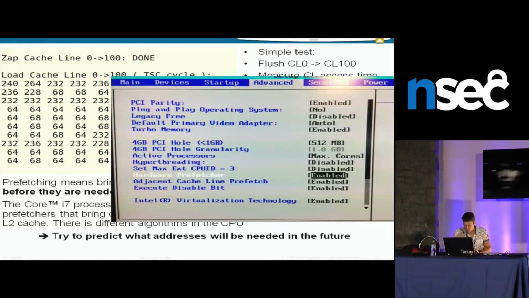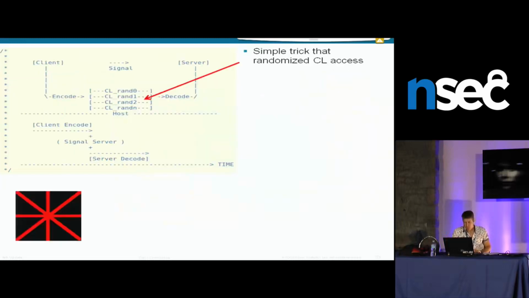So I just took a picture here. The hardware prefetcher is one of those things that you can normally disable at the BIOS level. Obviously, this is not what I'm doing here because with VMs, we don't have access to the BIOS, and that would be cheating, right? So we have to find a way to work around it.